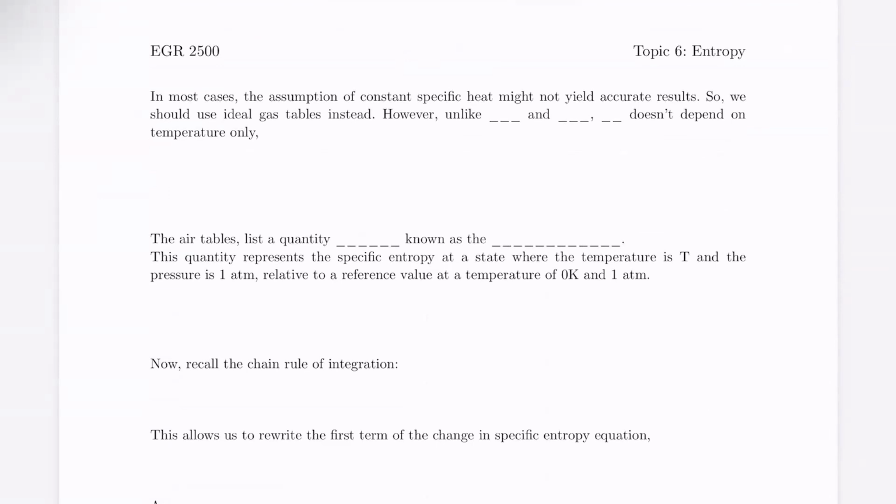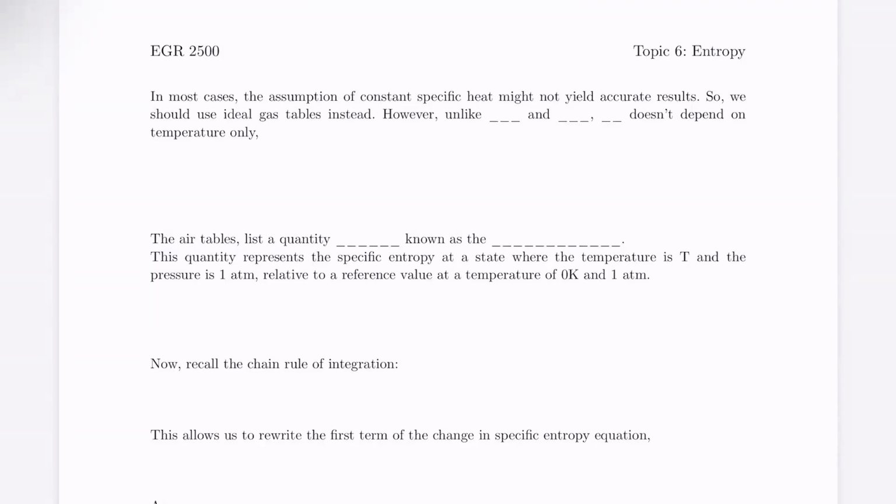Okay. So in most cases, the assumption of constant specific heat might not yield very accurate results. So we should use the ideal gas tables instead in circumstances like that. So if you're looking at the Cp table by temperature and the Cp values are changing a lot between the two temperatures that you have, then you should use something different like the tables.